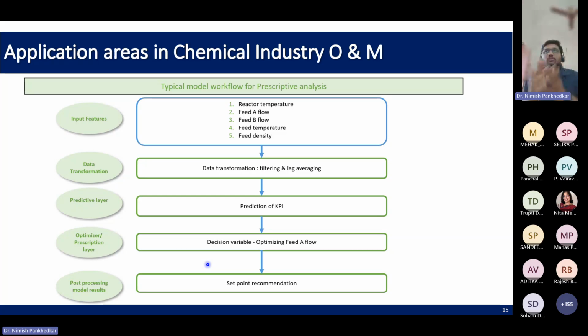Since we were already discussing soft sensors and advanced control strategies, AI driven optimization, this is a typical flow diagram of how we develop predictive and prescriptive analytics in industry. Any questions on this? I hope this helps in clarifying the earlier images also.